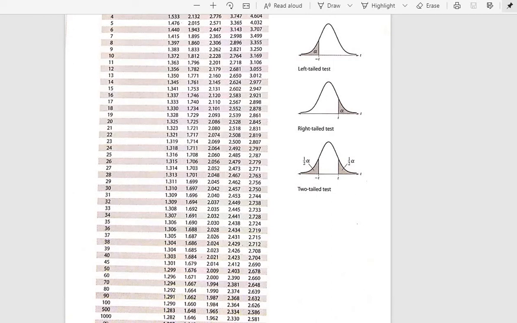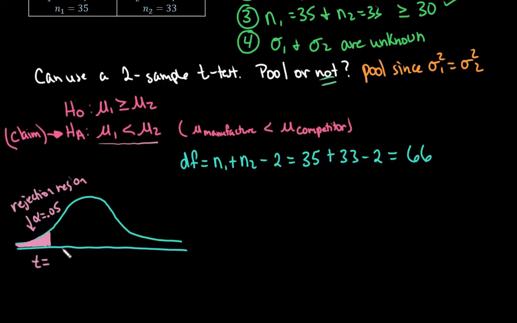So the 1.667 is what we would use, and because it's left tail, we would put a negative in front of it. So that tells us that this is our T0 or our critical value TC. Different textbooks use different symbols. Sometimes you'll see T star also.